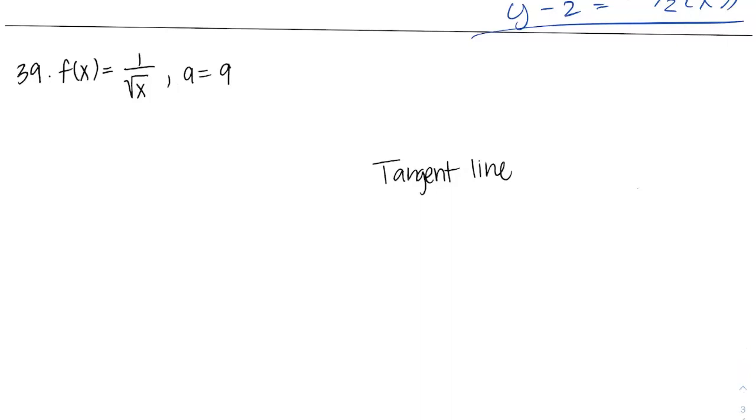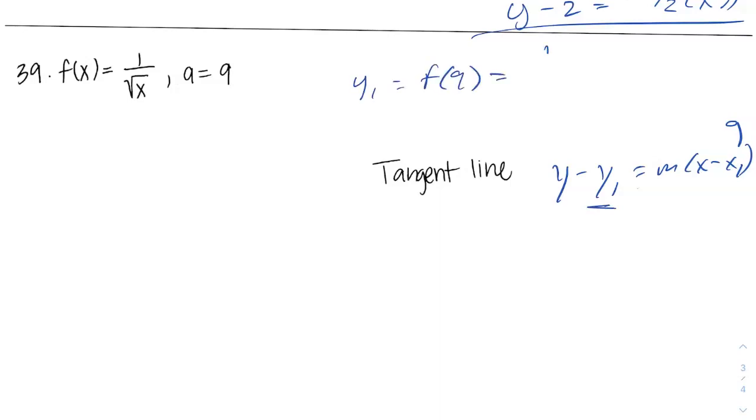So, I gotta find the tangent line again. Right, we know it's gonna be y minus y1 equals m times x minus x1. And we know x1 is 9. So to find y1, just sub it in. 1 over the square root of 9, so that's gonna be 1 over 3. Now m, as always, that's the derivative at x1.